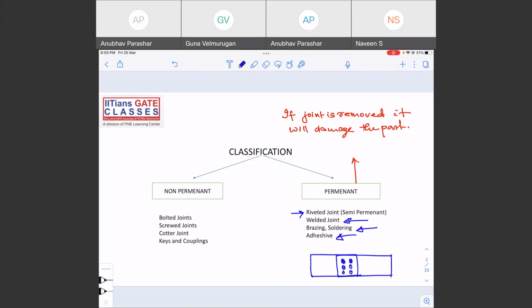What are we going to do to these rivets? We'll drill the rivets. If the rivets are drilled, they will come out and we can remove the two base plates. But again, this will also cause irreparable damage. What will happen?